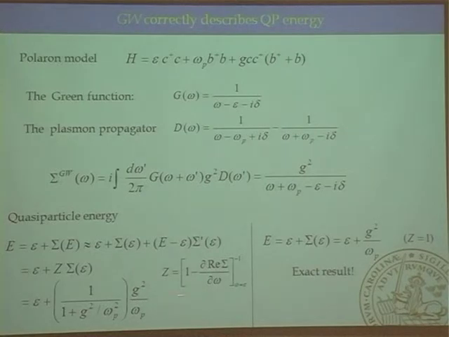Now, one interesting thing is that if we set the z factor to 1, so if we don't renormalize the quasi-particle weight, we find that this gives the exact result. This is maybe related to the question of self-consistency that I will come back to later.